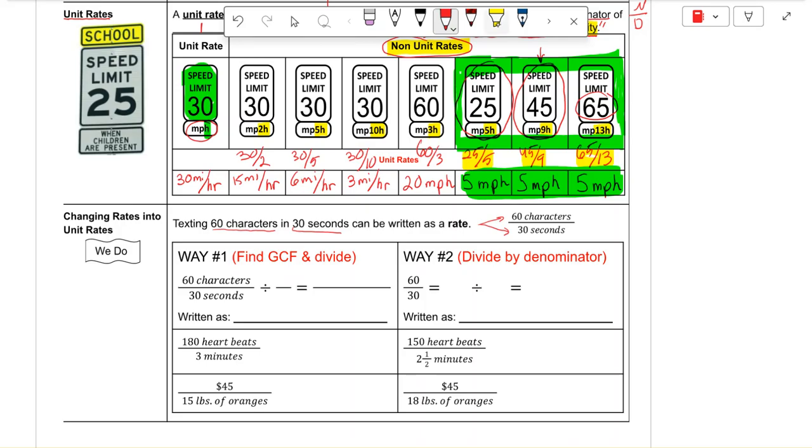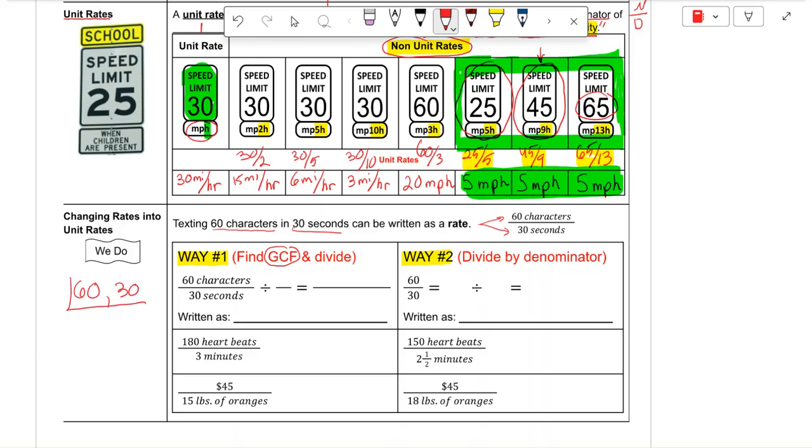So how do we change this into a unit rate? Well, there are two ways. So we'll discuss way one, and then you'll practice it below, and then we'll discuss way two, and you'll practice that below. So let's go ahead and do way one and work our way down, and then we'll jump to way two. Way one sounds like this. Find the GCF and divide. That's the greatest common factor of 60 and 30.